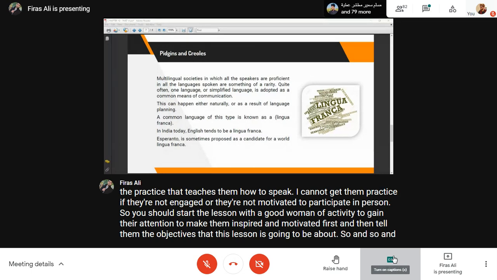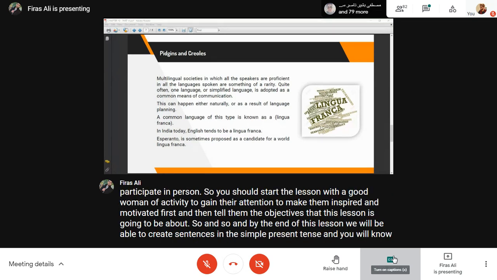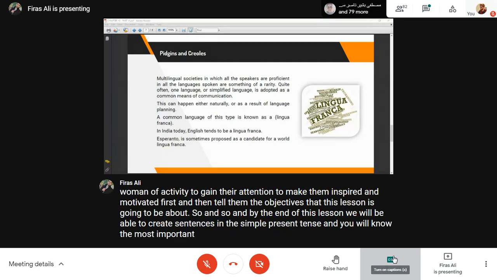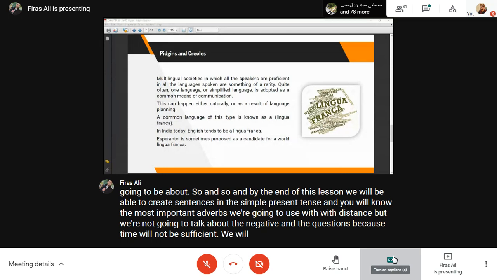And by the end of this lesson, we will be able to create sentences in the simple present tense, and you will know the most important adverbs that we're going to use with this tense. But we're not going to talk about the negative and the questions, because time will not be sufficient. We will only focus on the affirmative case.